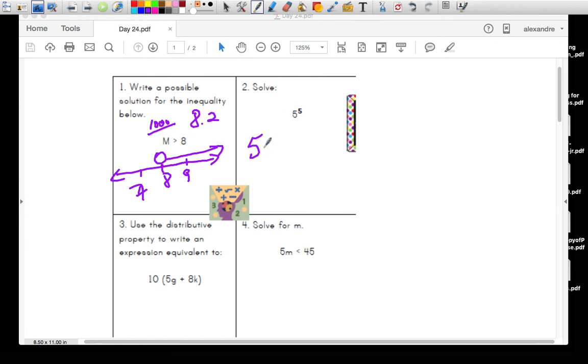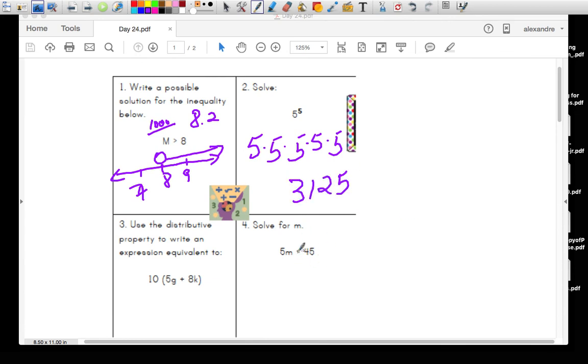5 to the 5th power is 5 times 5 times 5 times 5, and some of those 5s are invisible. And I am going to take a calculator. 2, 3, 4, 5, and that gives you 3,125.